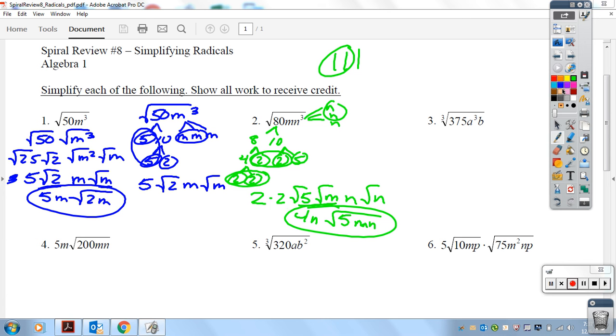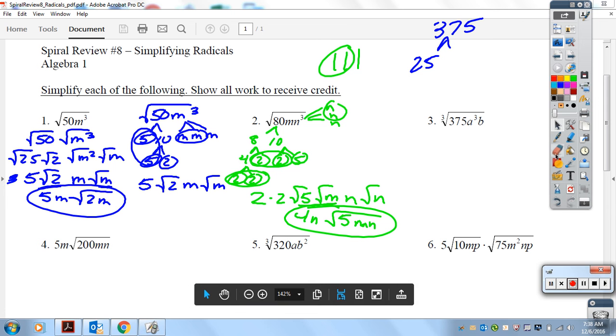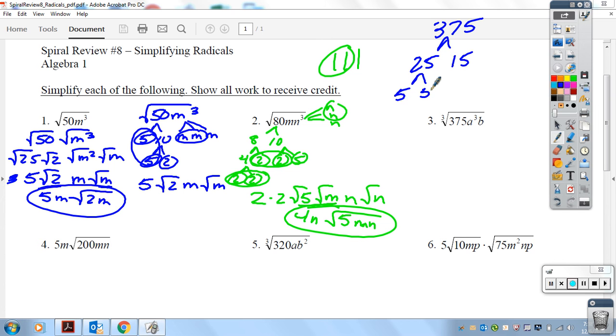3 is different because now we're not looking for square roots, we're looking for cube roots. We're looking for cube roots. 375, let's break down 375. 375 would be 25 times 15. Neither of which are done. 25 is 5 times 5. 15 is 5 times 3.